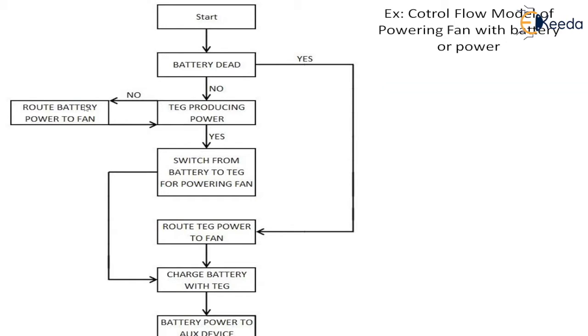And if this is no, that means there is no power, then we have to route it to the battery. But if the battery is dead, we have to definitely come to the power. So when the battery is dead, we are coming to power. If the battery is not dead, it is alive, then we are checking whether power is there or not. If power is there, then we switch from battery to power. But if the power is not there, then we have to go to the battery mode.